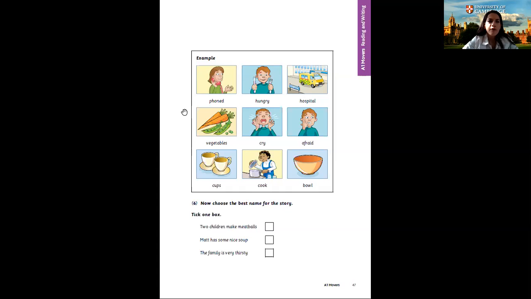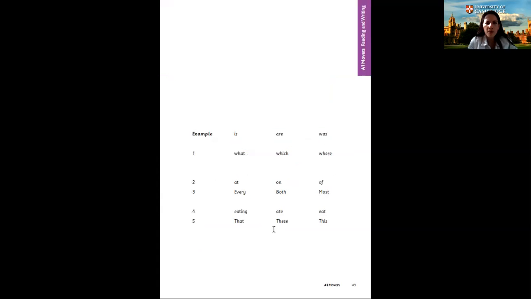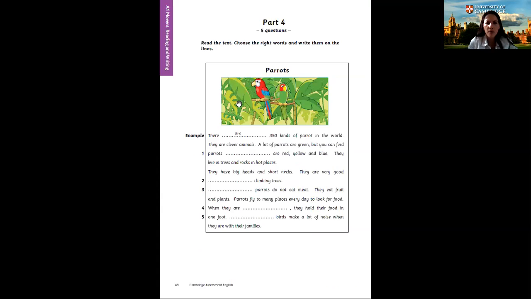In the fourth part of the exam, you are supposed to read the text and choose the right words and write them on the lines. My suggestion is to read all the text complete, and after that, just to check the words, okay? For example, here you have what, which, and where, and you start reading now.